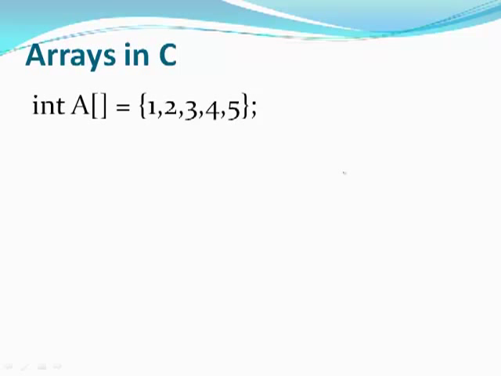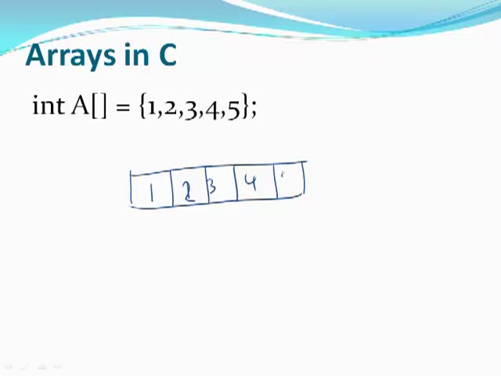Arrays in C are somewhat similar to the arrays in Java. Note, in this case, you have allocated memory for 5 integers here, and you have initialized them to 5 things: 1, 2, 3, 4, and 5. And these places are indexed by A[0], A[1], A[2], and so on, up to A[4].